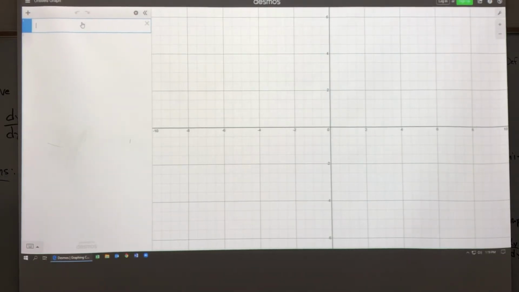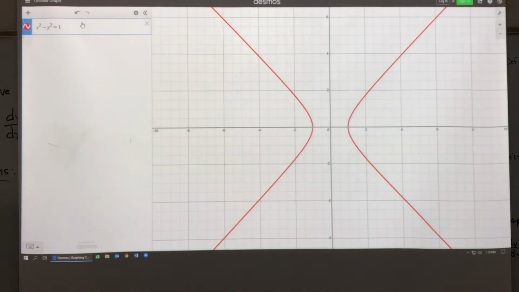Because you can type any equation and it will instantly graph it. For example, if I type x, it's assuming I'm saying y equals x, or type x squared minus y squared. Now it doesn't know what to do until I put an equation equals 1. I would get what's called a hyperbola. I'm going to check the view real quick to make sure that this is visible. That seems pretty good.